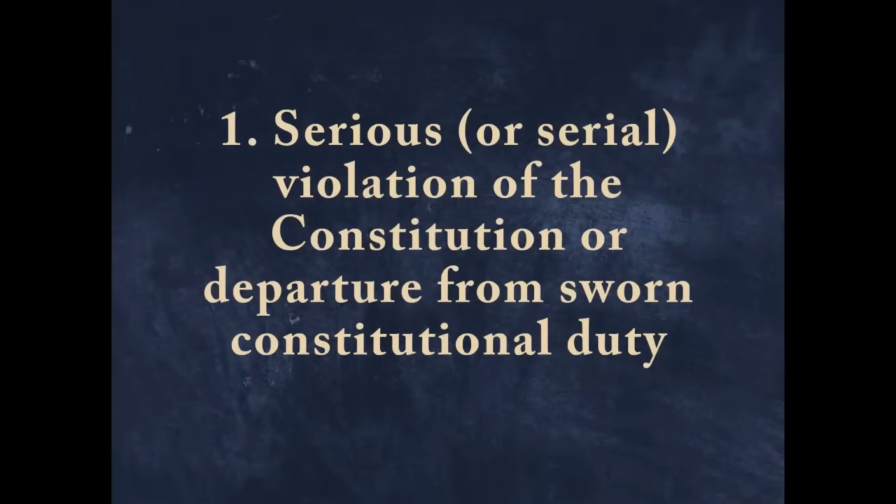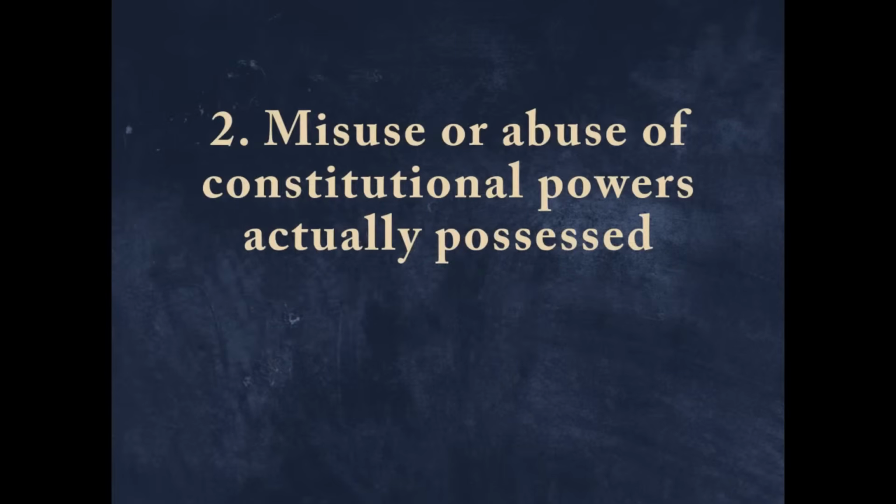Serious or serial violation of the Constitution or departure from sworn constitutional duty, like an ongoing violation of one's oath of office, an oath to defend the Constitution. If you do that in a consistent or serious or serial way, well, that's grounds for impeachment. Number 2, misuse or abuse of constitutional powers actually possessed, using them for abuse.